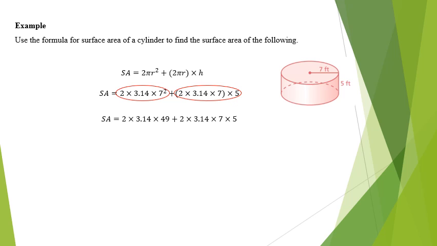So it looks like 2 times 3.14 times 7 squared, which is 49. And on the other side, I just got rid of the brackets because we really don't need them. But we're still keeping our equation in two separate pieces, before the plus sign and after the plus sign. So then if I multiply those pieces out, 2 times 3.14 times 49 is 307.72. The other side, 2 times 3.14 times 7 times 5 is 219.8. Now I've gotten them as simplified as possible. Now I'm allowed to add them, and the surface area of the cylinder is 527.52.